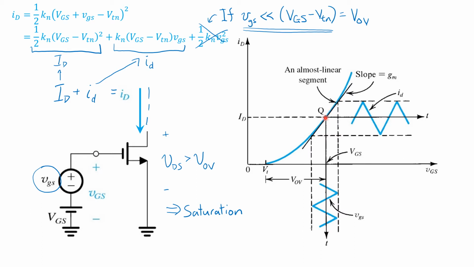Now, the condition under which this linear approximation is a close approximation to the actual curve is this condition here. vgs has to be a lot smaller than the overdrive voltage. The overdrive voltage is the DC operating point value separating VGS and the threshold voltage here.